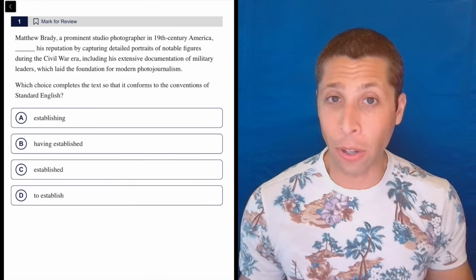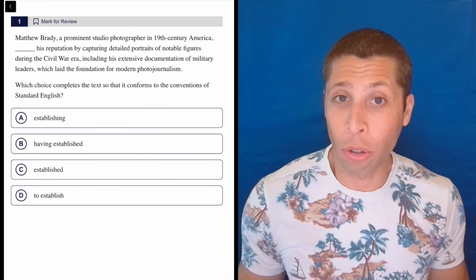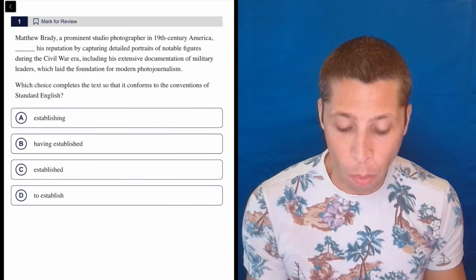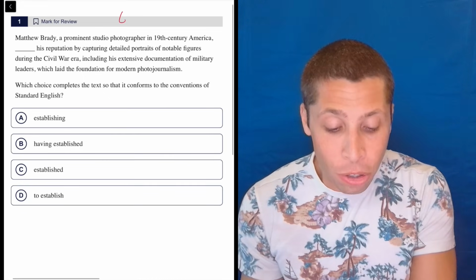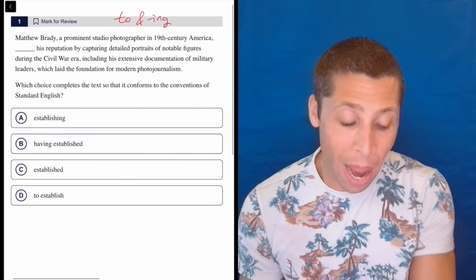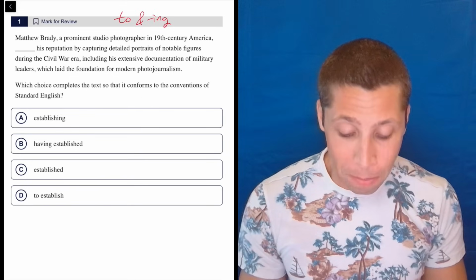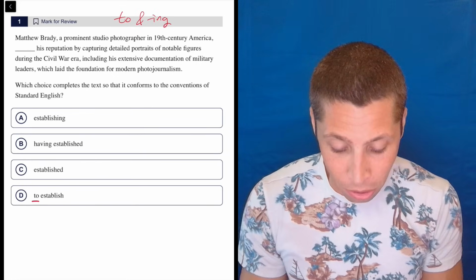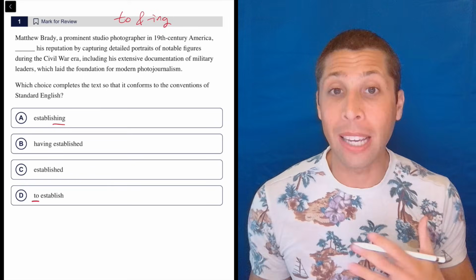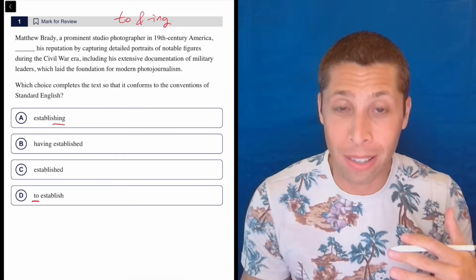So this is the easy version. As always, I would look at the answer choices first for a grammar question, try to figure out what rule it is. Because I'm experienced, I know that this is the to and ing grammar rule. That is my name for it because it involves verbs that have tos and ings, right? There's a to, there's an ing. So that probably is going to impact the structure of the sentence in some way.